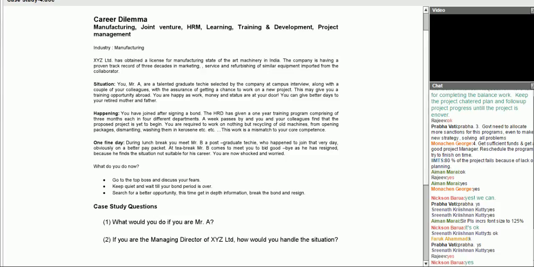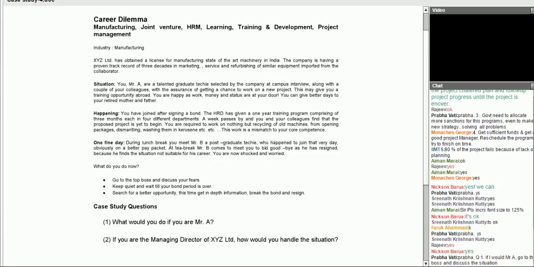The case is in front of you. Now what does this case say? That there is an XYZ company. It's a manufacturing company in India and it has a good track record of marketing services and refurbishing. Since you are a talented graduate from an engineering college, this company hires you through campus interview, and they get the bond signed with you. After getting the bond signed, you are in a state of mind that you'll get good money and status.